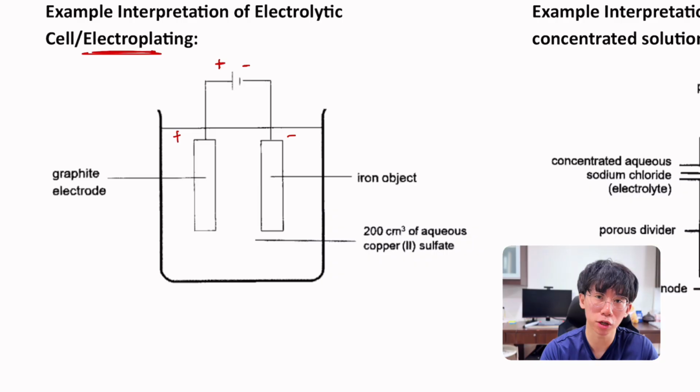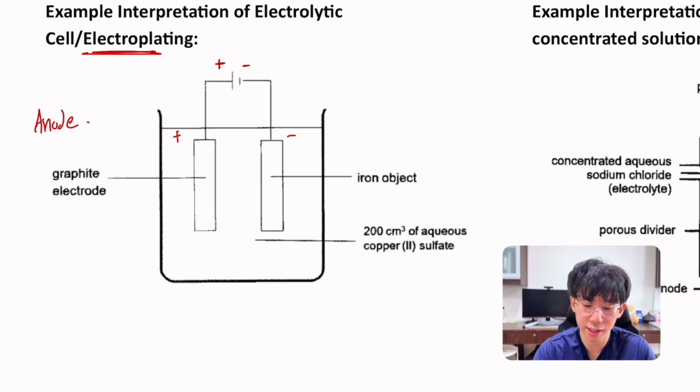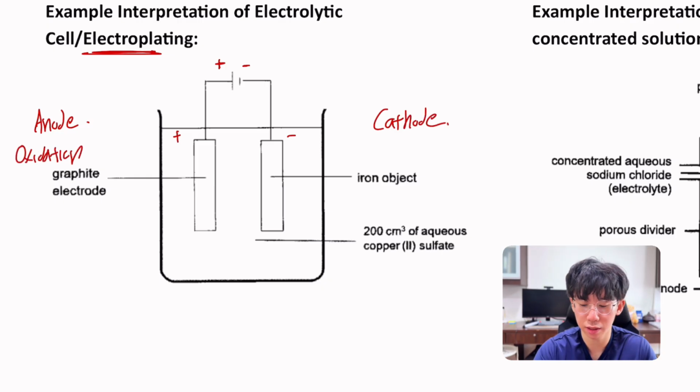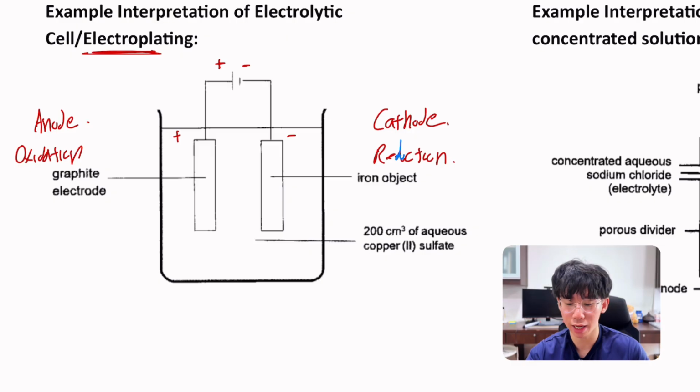Since the left side is positive, we can tell that this is actually the anode, and the right side is the cathode. So the left is where oxidation happens, and the right is where reduction happens. Next, we want to look at the ions and molecules inside this electrolyte.